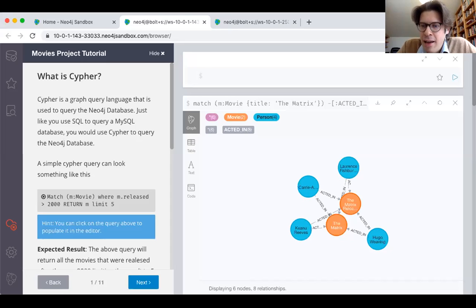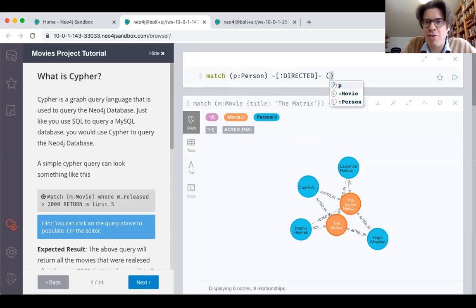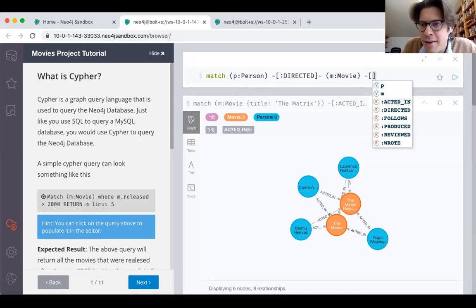Perhaps one more example, not specific to this movie. Perhaps I'm interested in cases where a director at the same time played in his or her own movie. I can also represent that as a query here. So I'm looking for somebody, for some person who has directed a specific movie. And at the same time, we want that person to have played, to have acted in this movie.